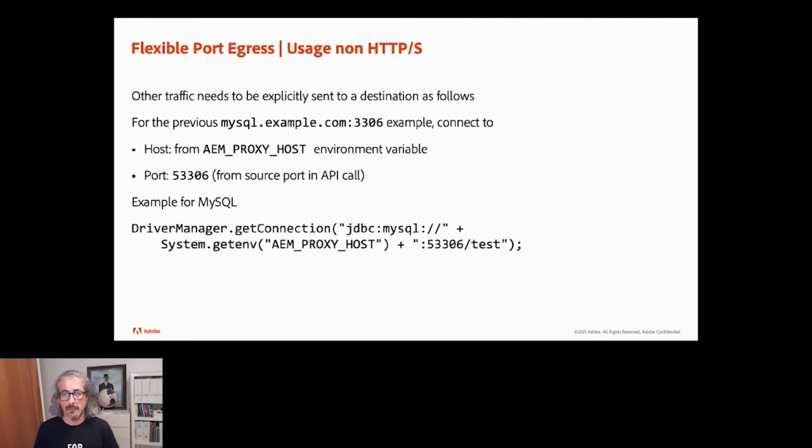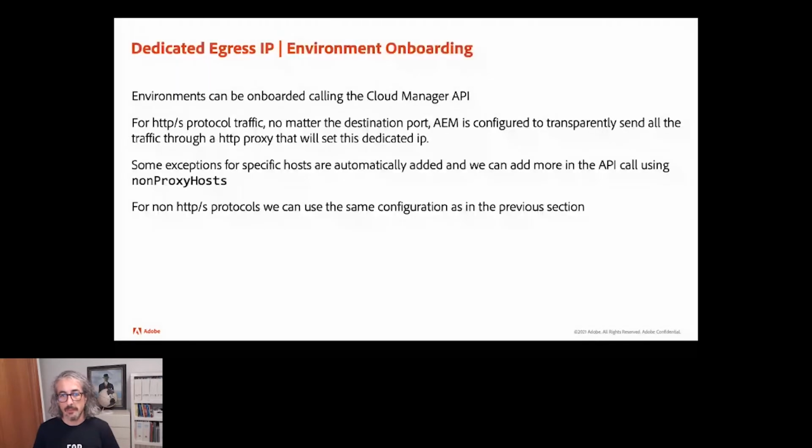For each environment that you would onboard, it's a bit different with flexible port. For HTTP and HTTPS protocol traffic, AEM is automatically configured to transparently send all this HTTP traffic through the proxy. Before, you would have to send traffic explicitly through the proxy. In this case, all the traffic is going through the proxy and then getting the dedicated egress IP.